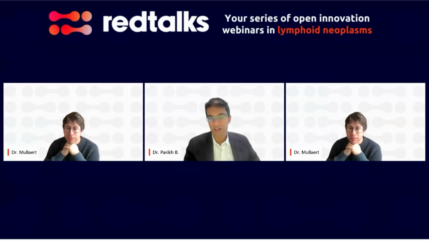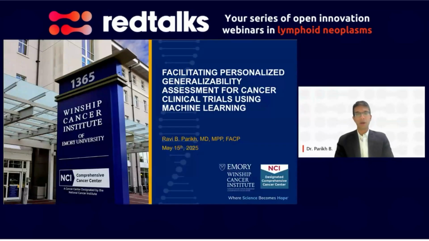I'm going to try to go through, in about 30 minutes, some work that we've done around trying to facilitate generalizability of clinical trial assessments and talk through some of the methodology and motivation for doing so. And then hopefully we'll get to spend at least 20 to 30 minutes discussing some questions and ways that we can either improve upon the work or extend it into directions that are applicable for lymphoid malignancies.